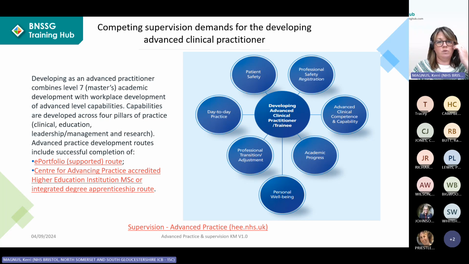And also that personal well-being. It's really, really tricky to manage your time and your training alongside your home life and your personal well-being as well. And then what happens when you complete your training? So that transitional arrangement when you complete, what happens now? What do I do? What do I need to do? And as I say, there's more information in those handbooks.